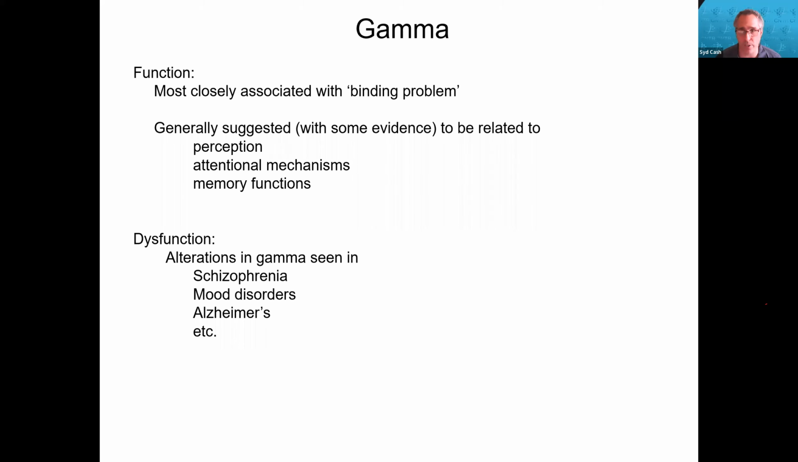The gamma is most closely associated with the binding problem, and that's particularly the 40 hertz gamma, although it wasn't actually called gamma when it was associated with the binding problem initially. But the idea is that this fast oscillation would allow you to at least somewhat synchronize information on different streams and therefore pull a percept together in brain space in some way. And so it's thought that gamma is highly related to perception, attentional mechanisms, and memory functions. We see its dysfunction, or at least alterations, in a very wide range of neuropsychiatric problems. Schizophrenia, mood disorders, and Alzheimer's all have aberrant gamma activity seen both at rest and during task-dependent experiments.